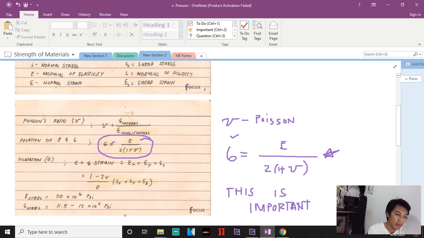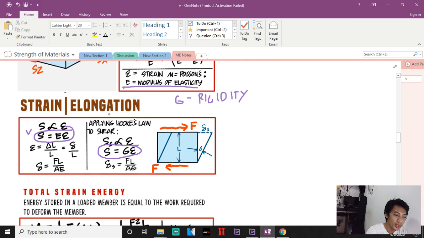Now, ito rin yung kailangan nyo tandaan for steel. E is 30 times 10 to the 6 psi. And then, kapag steel naman, ang G rigidity is 11.5 to 12. But mostly, ang ginagamit is 12. All you have to do to convert, multiply nyo na lang, 0.101325, divide by 14.7, to convert it into MPa. Okay? Let's go with our notes.